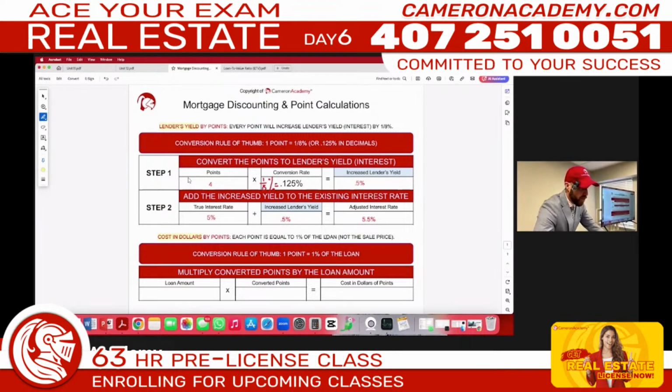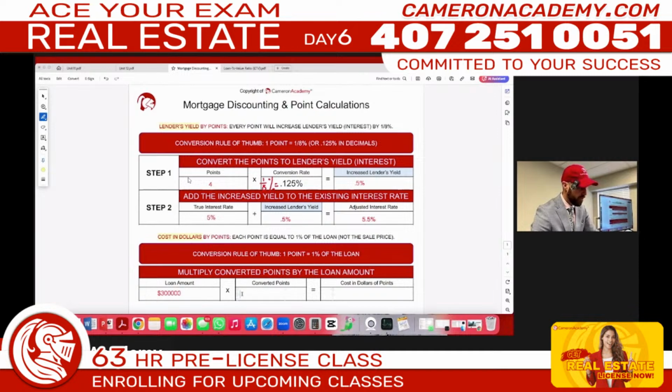Well, each point is equal to 1% of the loan. So that means if you have a certain number of points, what do we use for the previous example? We said 4 points, right? And you want to remove those 4 points. There's a cost for that. Each point is 1% of the loan. 1 point, 1% of the loan. 2 points, 2%. What if the loan is, what do we say, 300,000? The loan is 300,000.